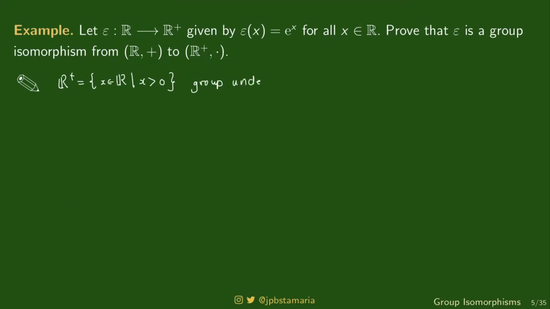Paano nangyari? First of all, closed ito, no? Under multiplication. Pag minultiply mo ang dalawang positive, positive, di ba? Okay. Associative naman ang multiplication, walang duda doon. Ang identity element in this case ay, anong identity element under multiplication?